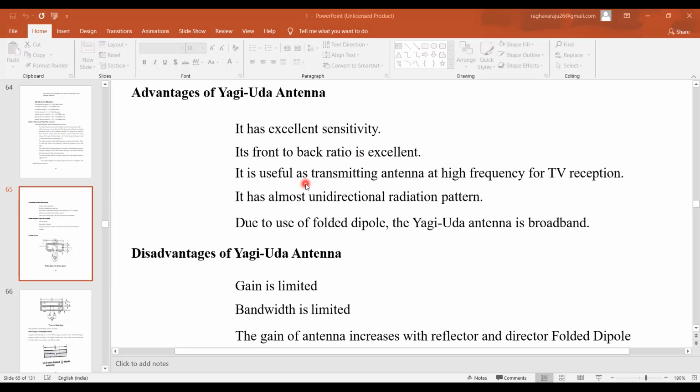It is useful for transmitting with the antenna at a high frequency for TV operations. It is useful at a high frequency for reception. So it has a single direction. That is the maximum advantage of the Yagi.